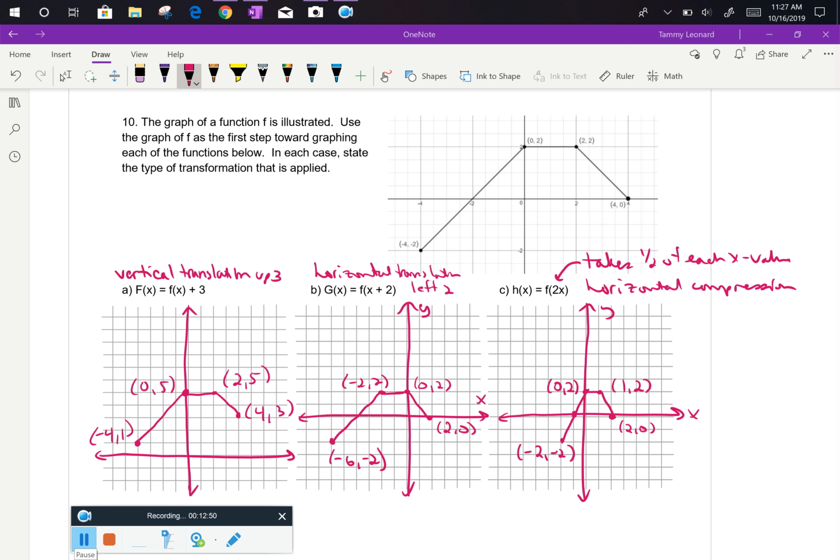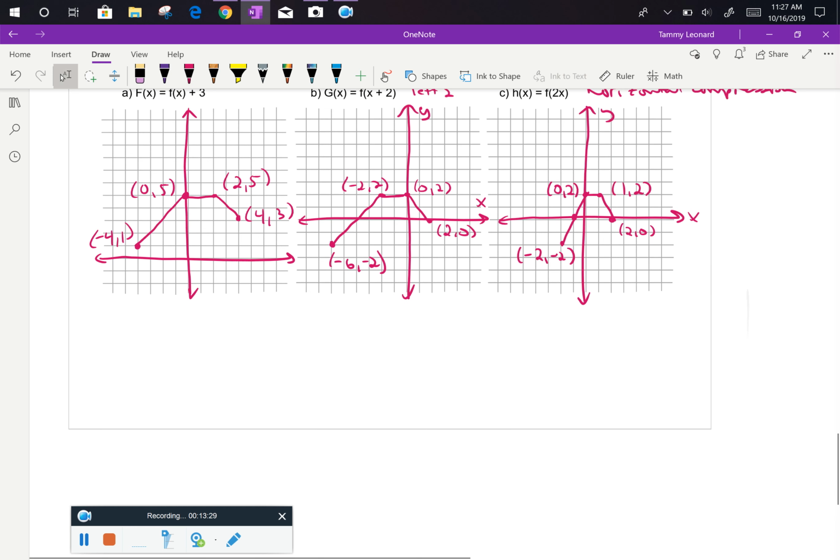So this one's kind of interesting because one of the points doesn't move. Because half of 0 is still 0. So when you have a horizontal compression, remember you're compressing towards the y-axis. So anything on the y-axis won't go anywhere. Just like with a vertical compression, you're compressing towards the x-axis. So anything on the x-axis won't go anywhere. So this one actually gives us a different shape. The same directions, but it's squished. Questions? We're okay? All right. Is that the end?